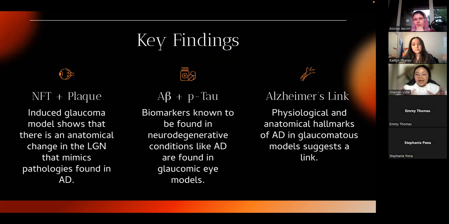That being said, we can also see physiological components, which is within our A beta and p-tau biomarkers that we find in our models, as well as some typical features that you'd find in Alzheimer's disease. When you combine these two findings, the general gist of this paper is to show that as a result of physiological and anatomical hallmarks of Alzheimer's in our glaucoma models, there is something linking the two of them that can be further studied.